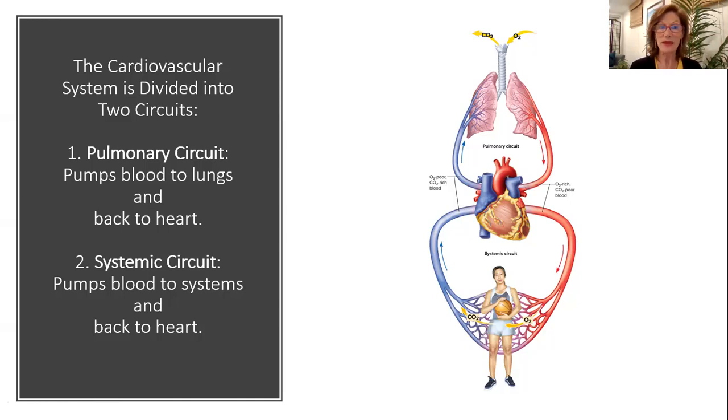So that is the big picture for the cardiovascular system. I hope that clarifies things for you.